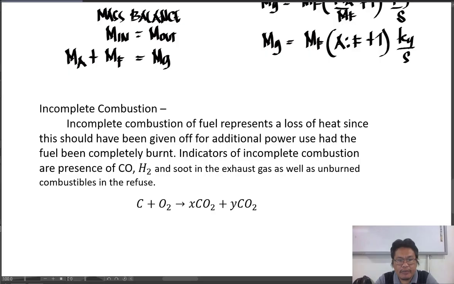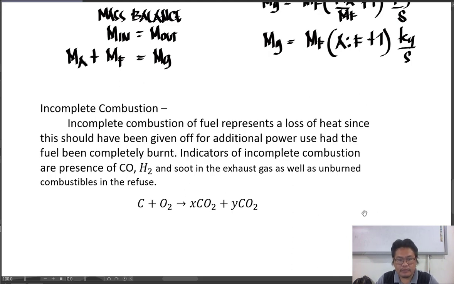Now for the incomplete combustion naman, it is defined as fuel that represents a loss of heat, since it should have given off additional power had the fuel been completely burned. So we have indicators of incomplete combustion. We have the product CO, and also the product H2, and soot in the exhaust gas, as well as unburned combustible in refuse.